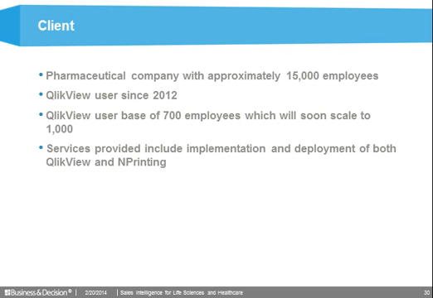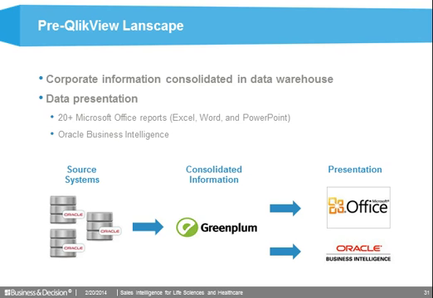Business's decision has helped this client build out their installations both of QlikView and Inpriniting, which we'll talk about. The original landscape that the company had looked like a very normal landscape of source systems feeding data into a consolidated data warehouse and then presenting that data through either Oracle Business Intelligence or a series of over 20 Microsoft Office reports.